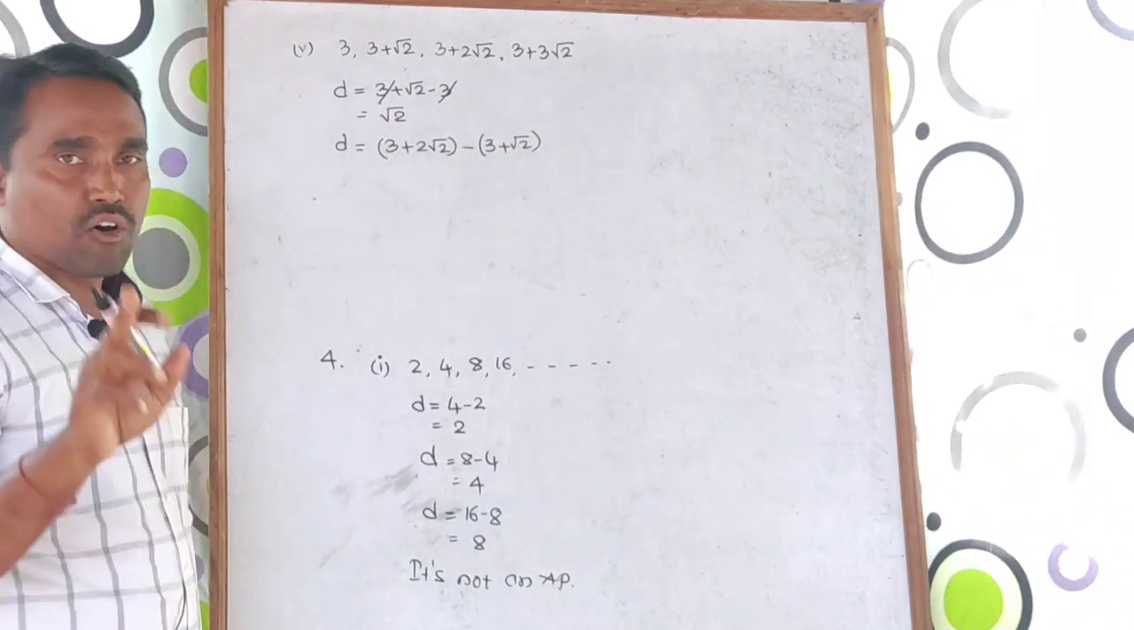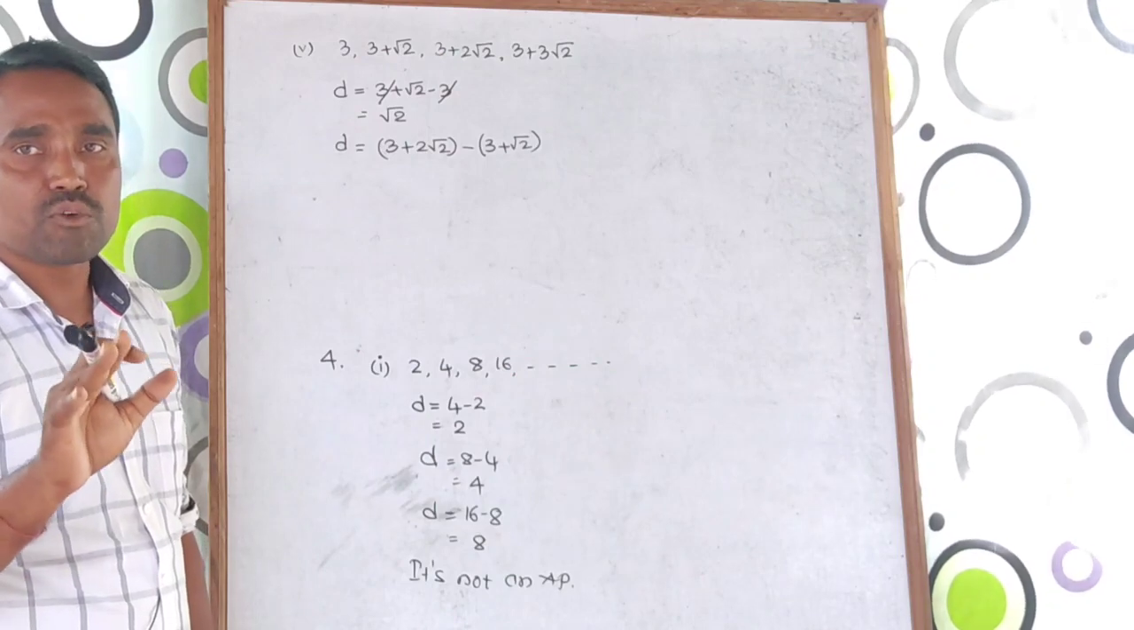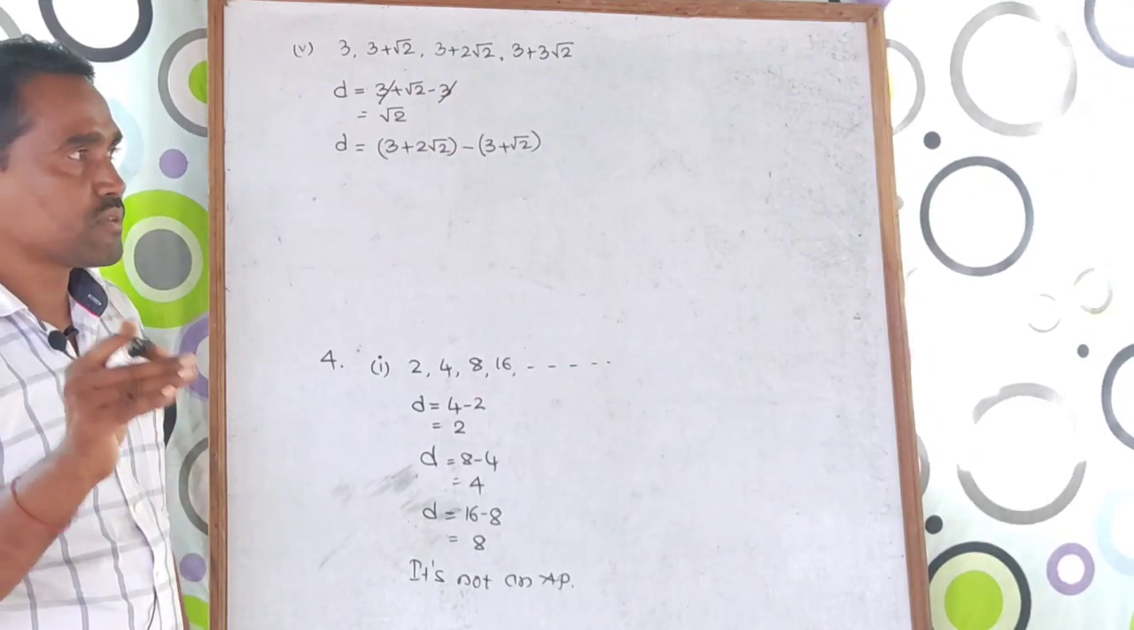For subtraction, always use brackets, then there won't be any mistake. Otherwise, there is a possibility of getting it wrong.